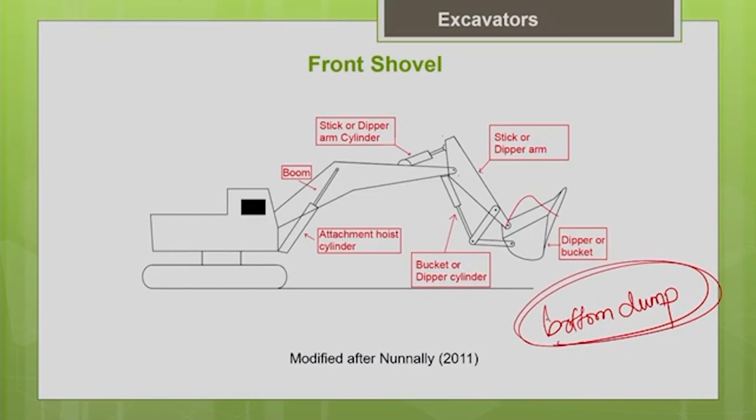Once you dump the material, then you have to swing it back. You have to go for the return swing, swing it back to the original position, then lower it so that you can start the cutting again from the base of the material which is to be excavated. So this is the common production cycle of the front shovel.